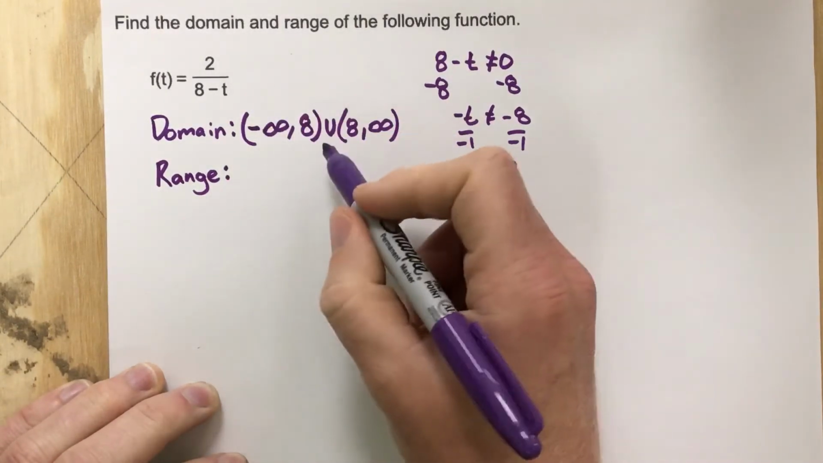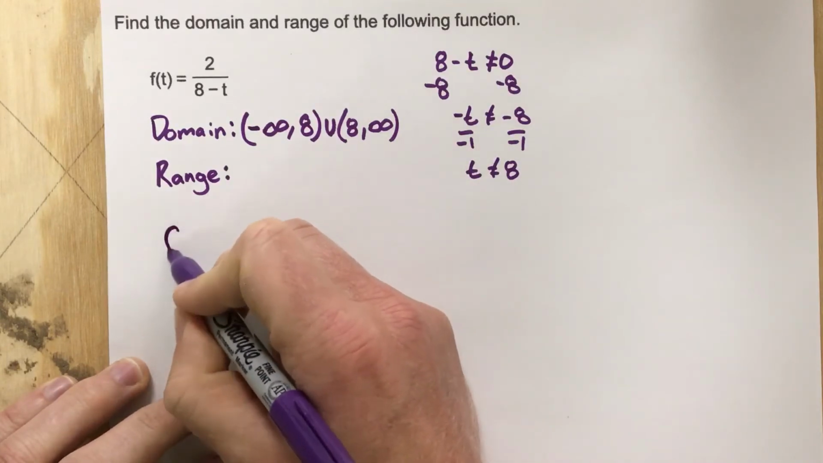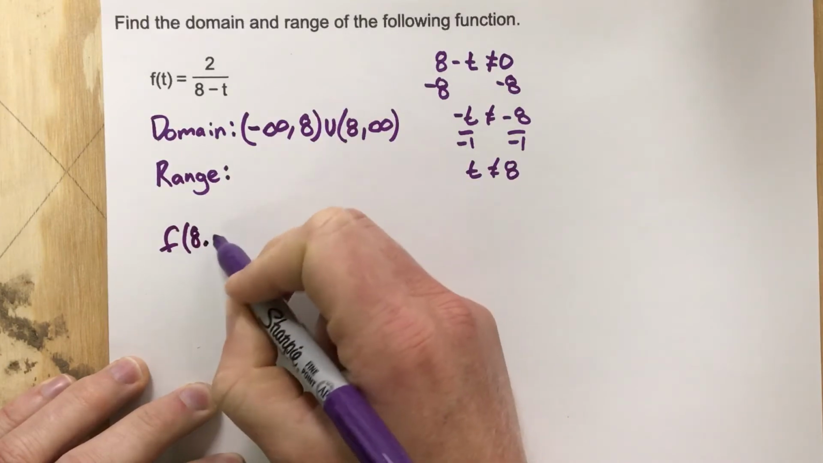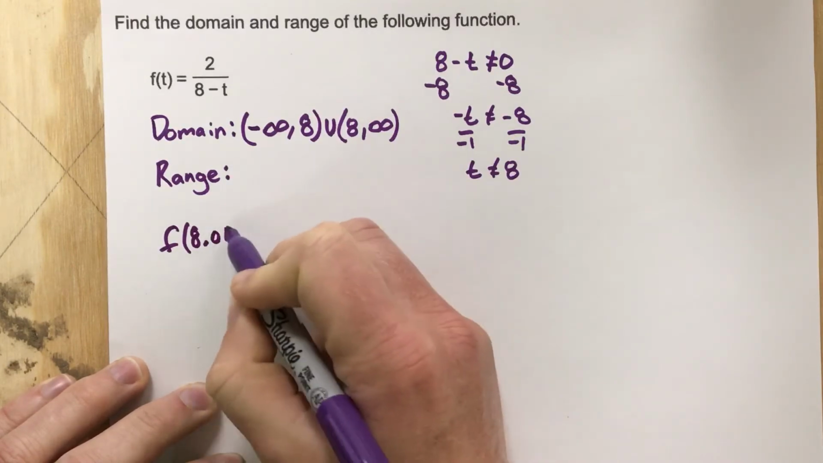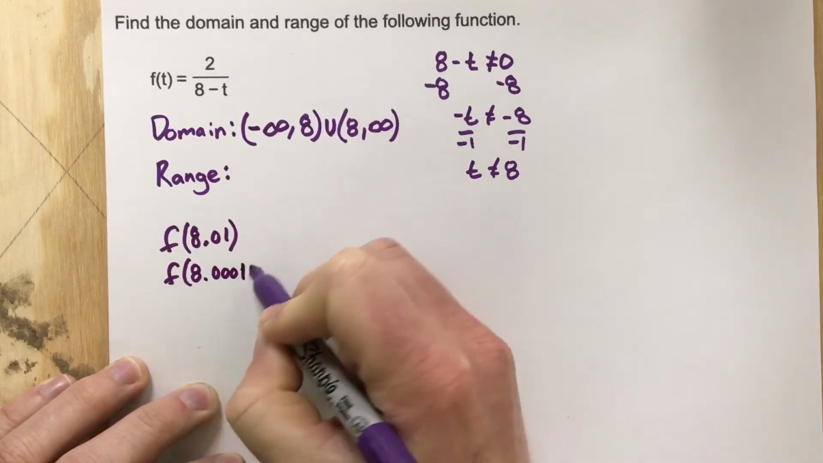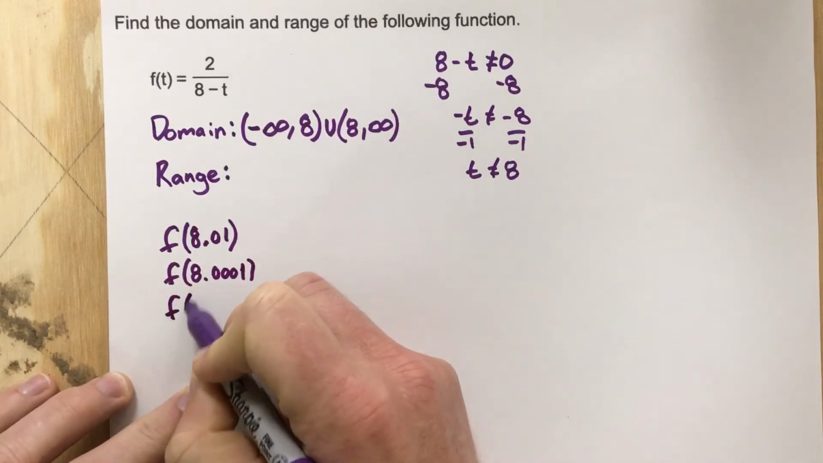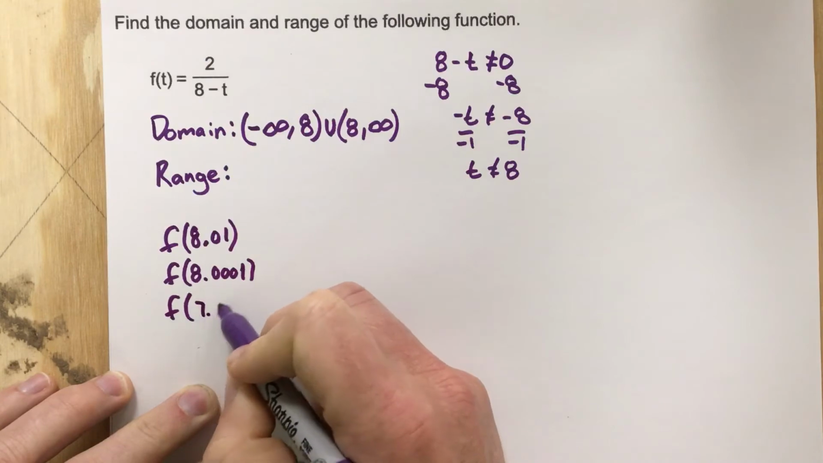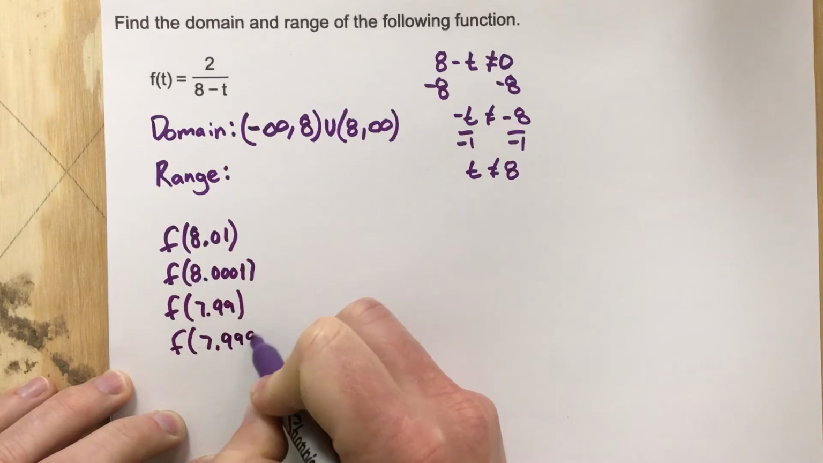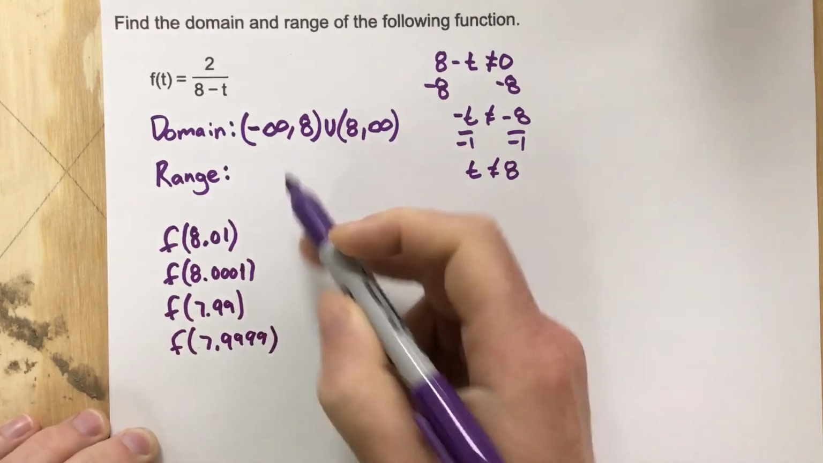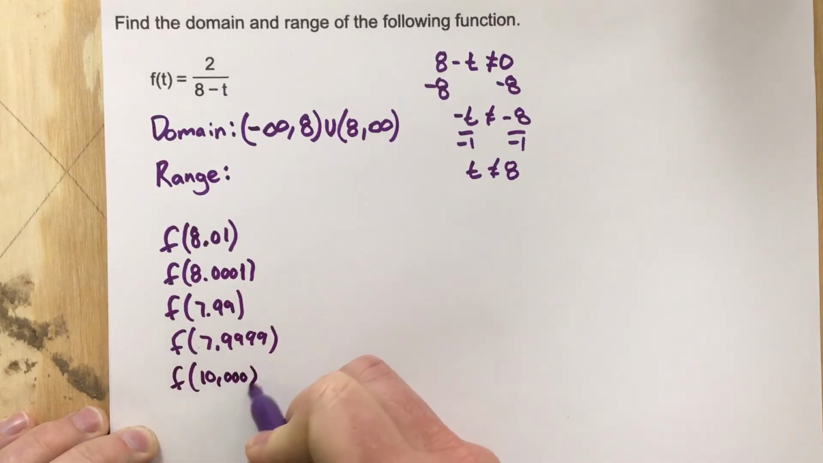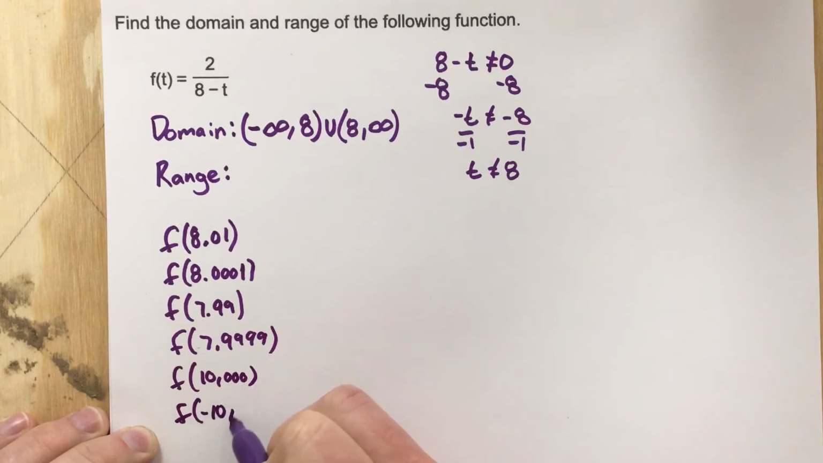So the first thing I'm going to do is plug in f of something close to 8. So I'm going to plug in 8.01, and then f of 8.0001. And then on the other side, 7.99, and then f of 7.9999. And then I'm going to plug in a large number, so let's do f of 10,000. And let's do f of negative 10,000 for the small number.